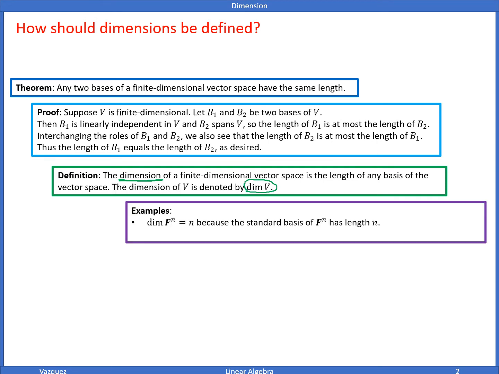So what are examples? The dimension of Fn is equal to n because the standard basis of Fn has length n. So like we said, F2 is dimension 2 because the standard basis has length 2. The dimension of P_m(F) is equal to m plus 1 because we have the basis 1 all the way to z to the m, which has length m plus 1.